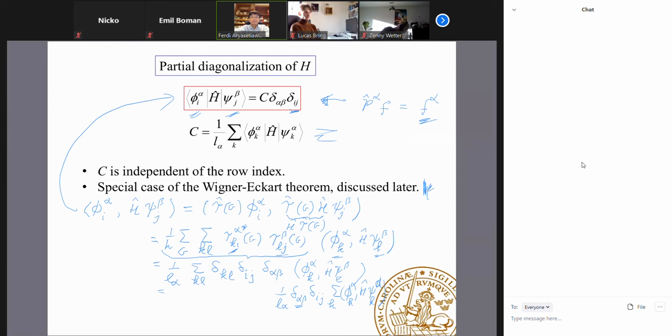I think many of you have studied this Wigner-Eckart theorem in quantum mechanics. This theorem in quantum mechanics is usually associated with angular momentum states. But actually the theorem is quite general.